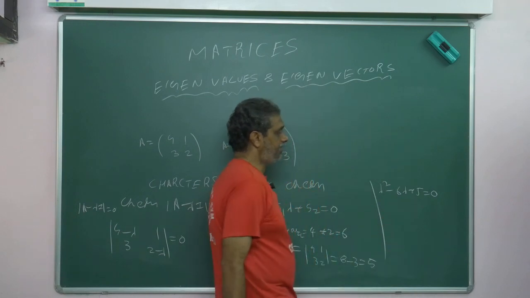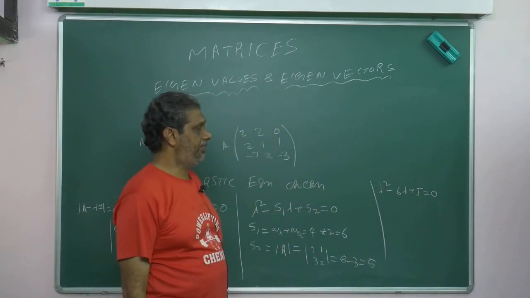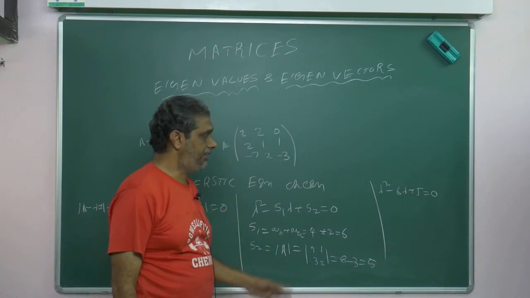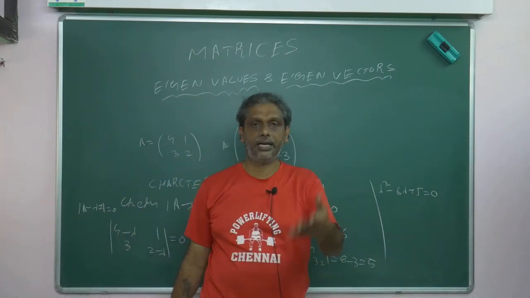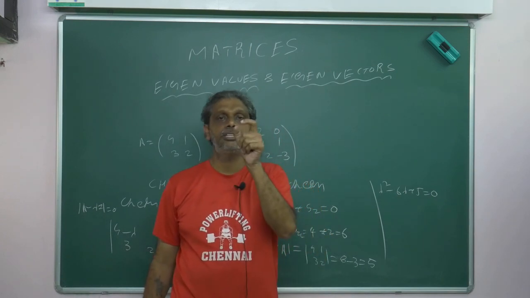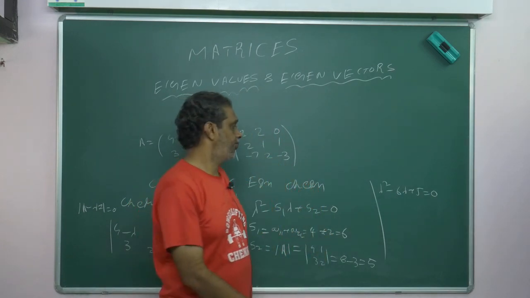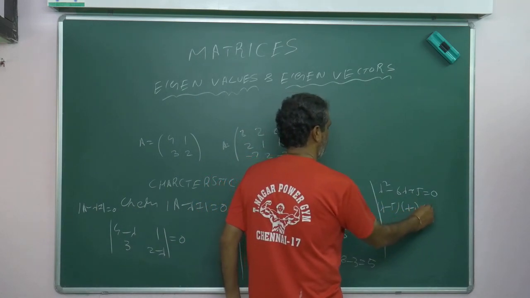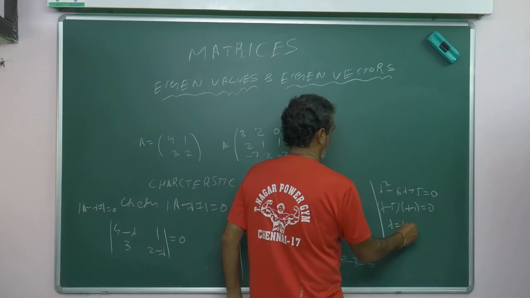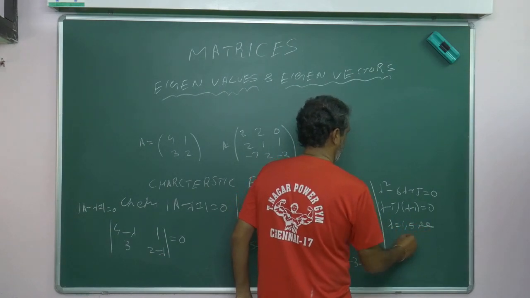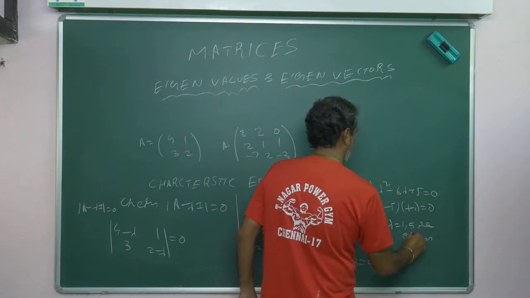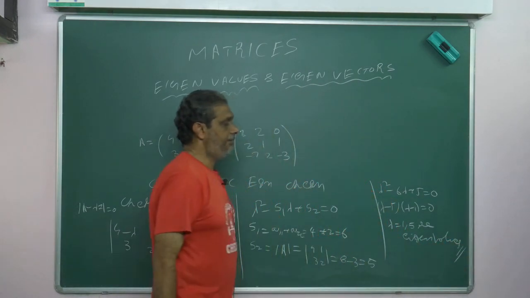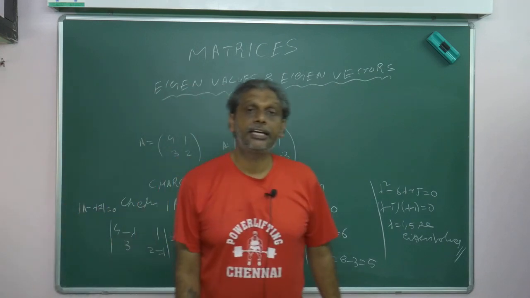If you factorize, I can factorize very nicely. If I multiply I want to get plus 5, and if I add I want minus 6, so minus 1 and minus 5. When the lambda square coefficient is 1, I can write it directly. Other than 1, I have to adjust the middle term. So lambda is equal to 1, 5 are the eigenvalues.